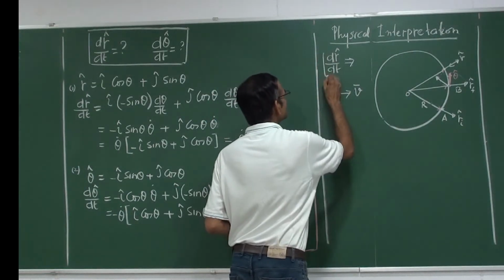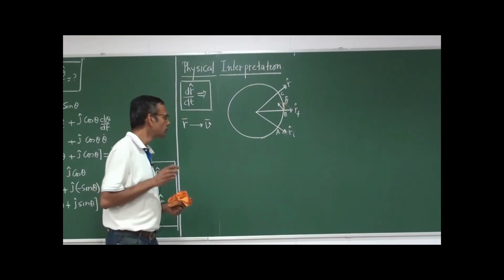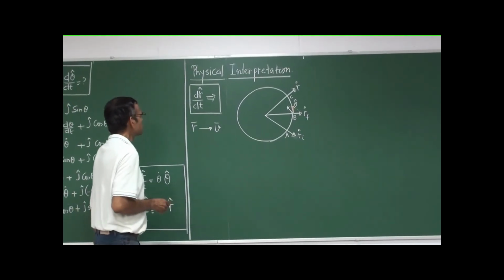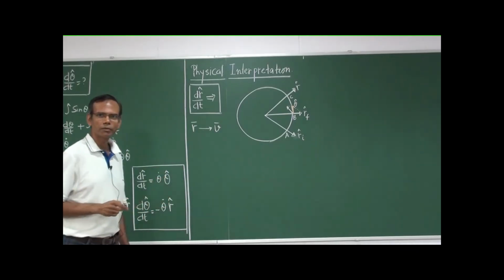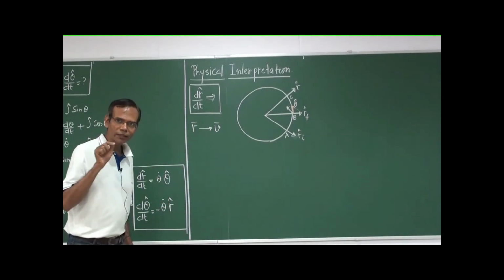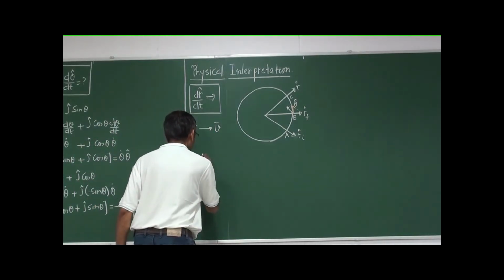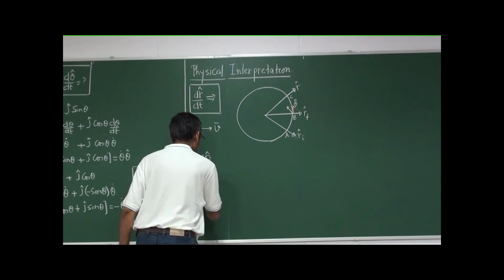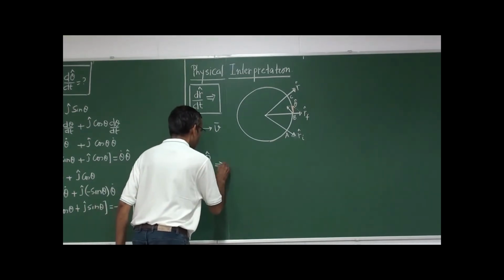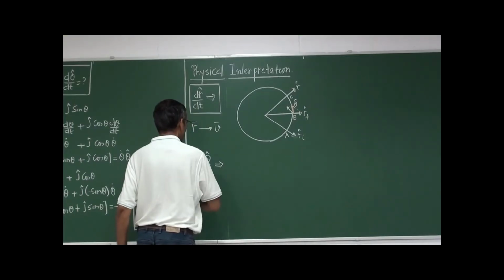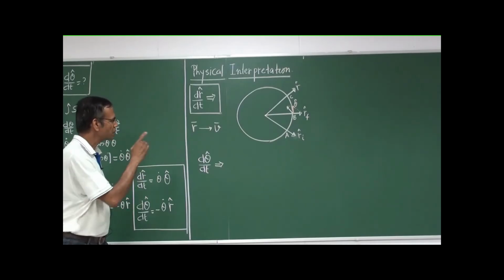Now let us do it for, alright, so now after dr cap by dt, we will see d theta cap by dt. So let us see d theta cap by dt. So again I will make the same similar circle.